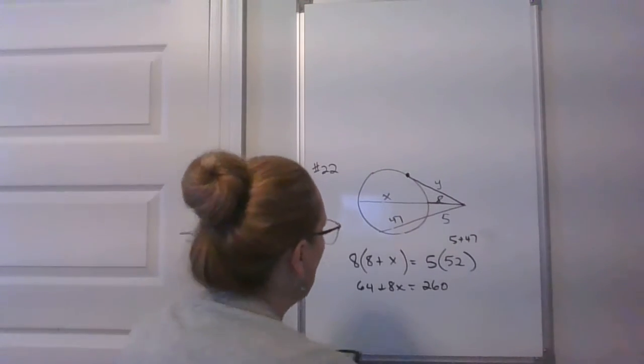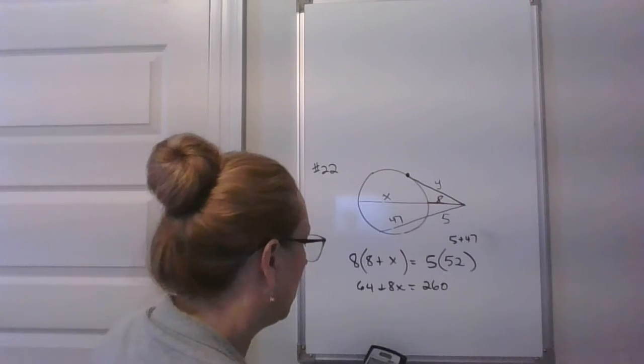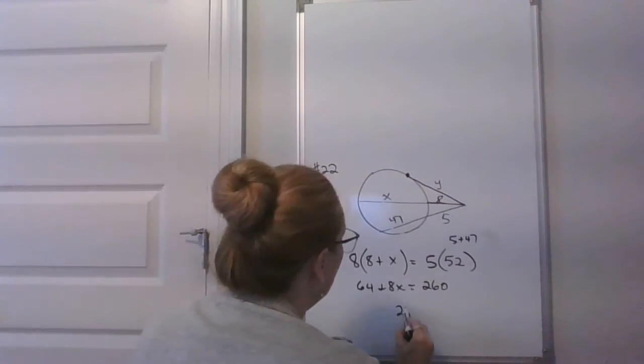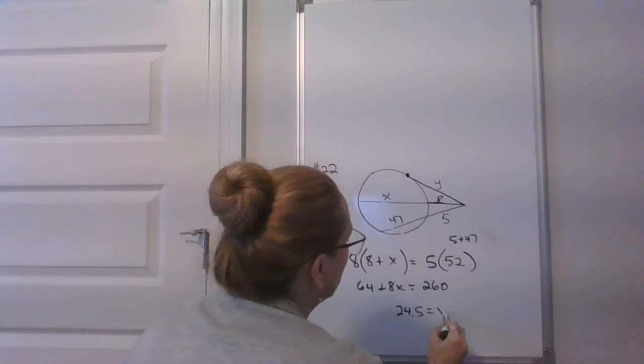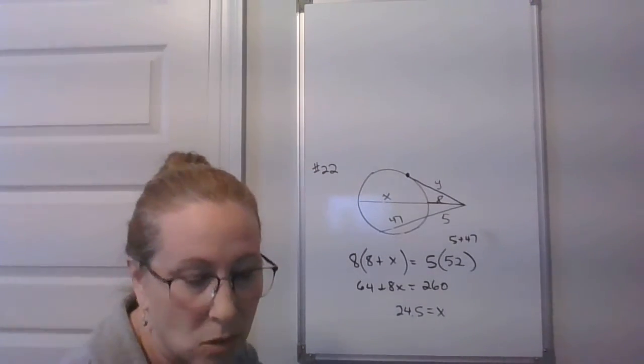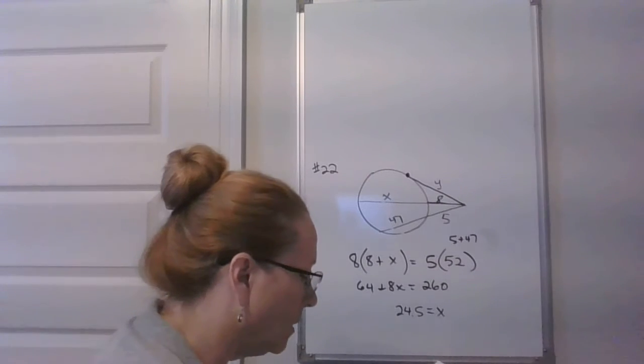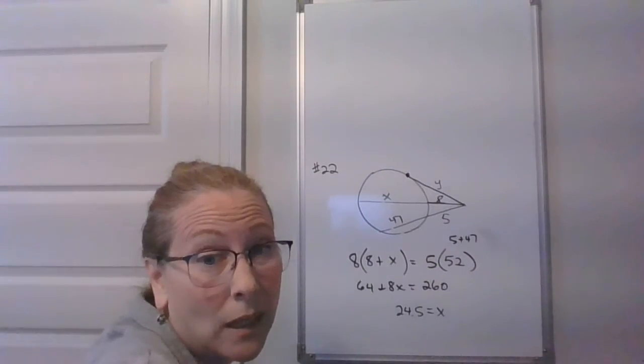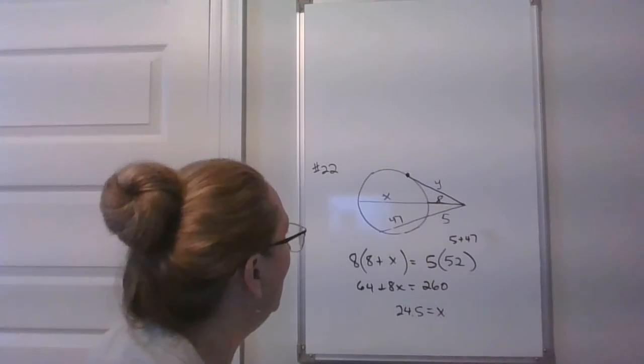260, and we'll subtract 64 and divide by 8. So I get 24.5 for x. And that was actually an exact answer. Since it said round to the nearest tenth, that one did not need to be rounded, luckily, so it's exactly what it needs to be.